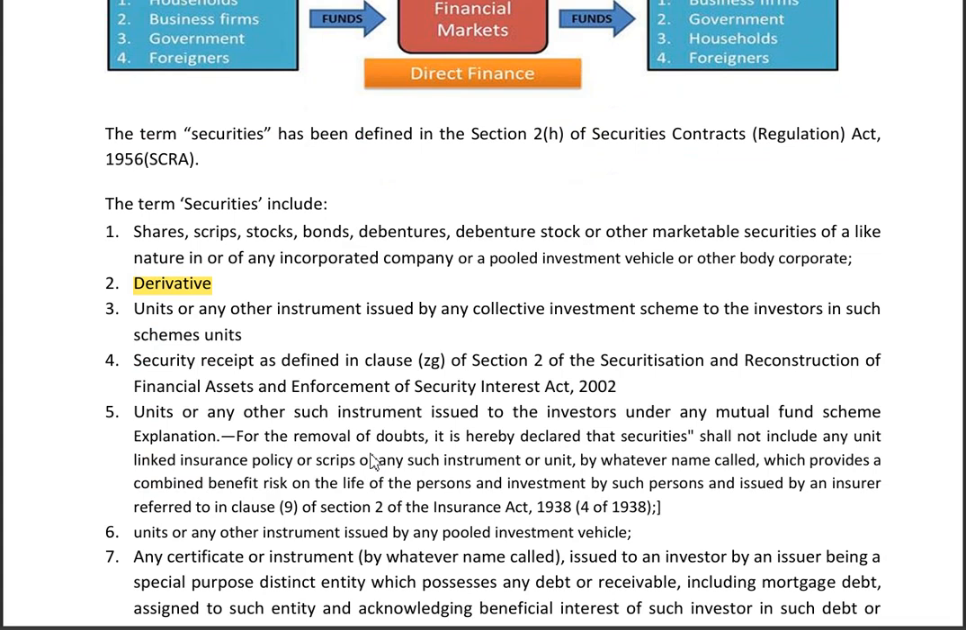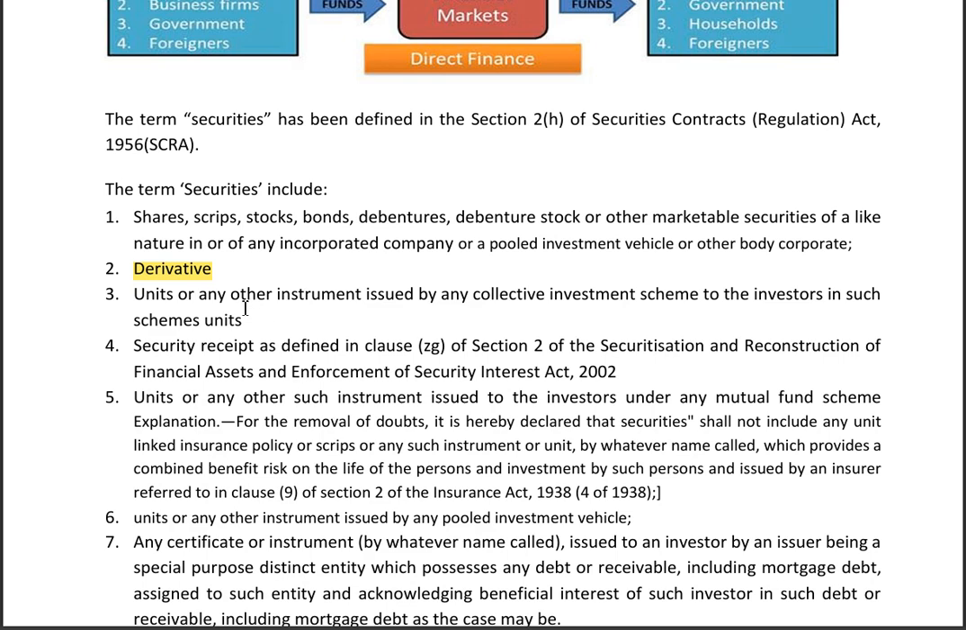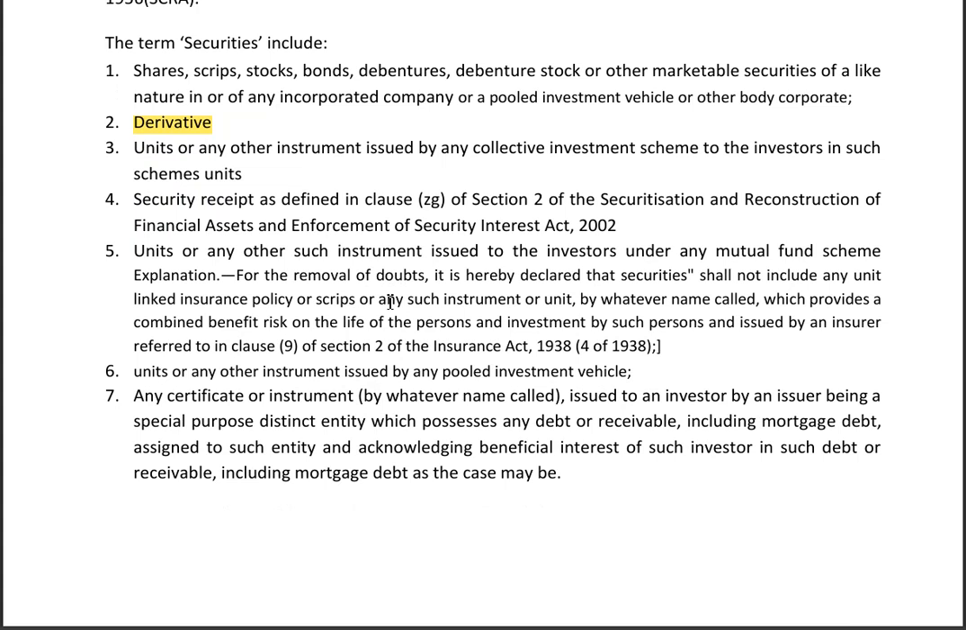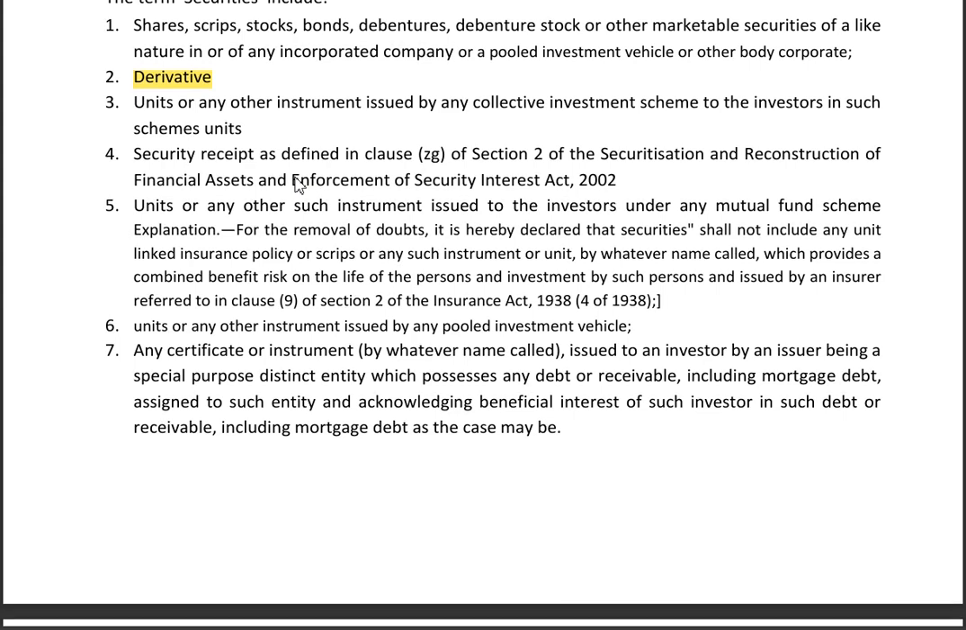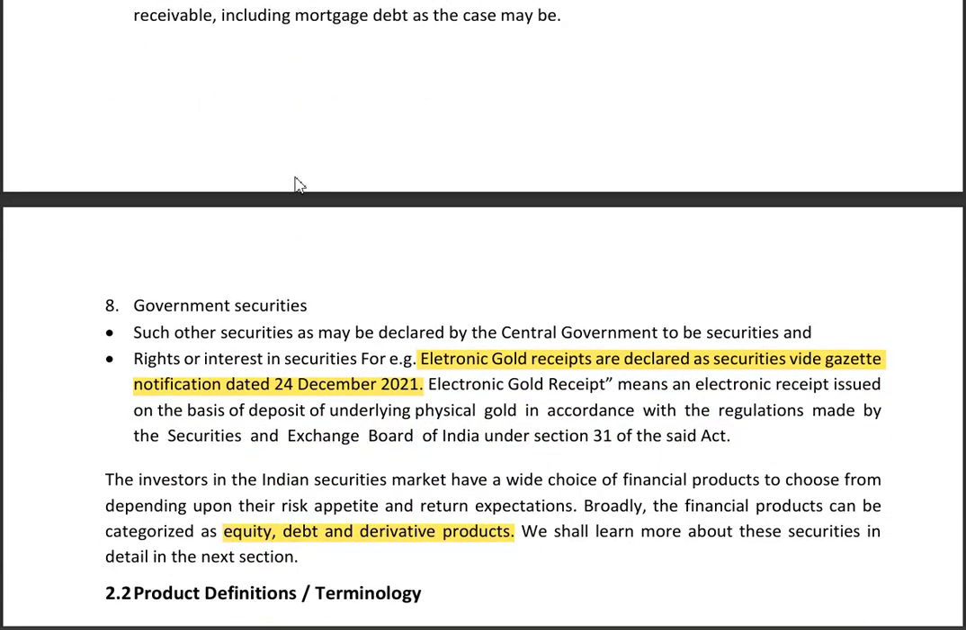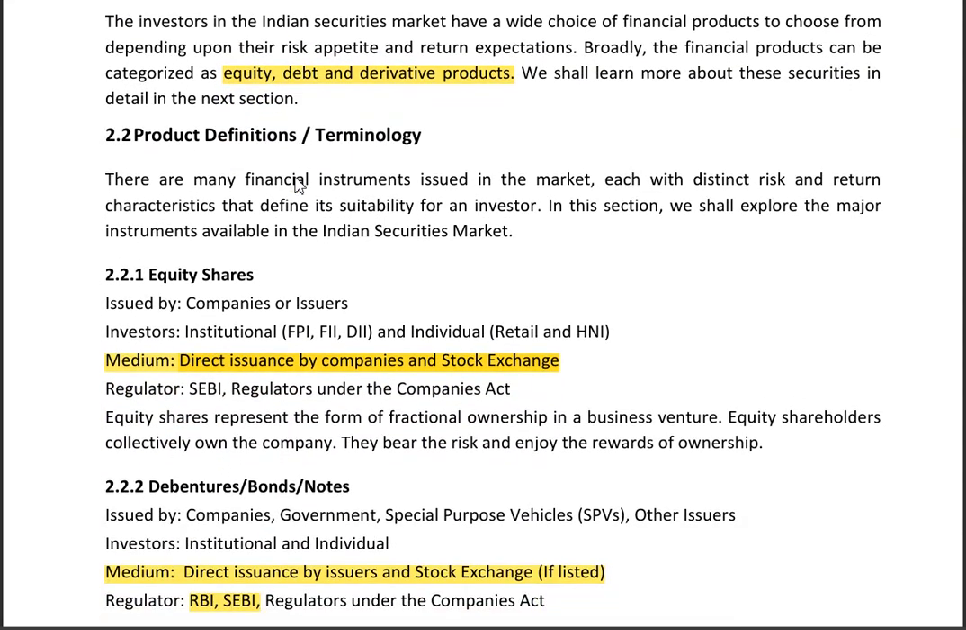So let's see what the term securities includes. Shares, scripts, stocks, bonds, debenture stock, and other marketable securities of a like nature. In securities, a lot of terms are included. As I told you earlier: shares, stocks, bonds, derivatives, units of an instrument. This is stating about mutual funds. If you invest in a mutual fund, you'll get units instead of shares. If you're holding one unit, you are investing in many different companies, a proportion of many companies. How they divide that, we'll talk about later.